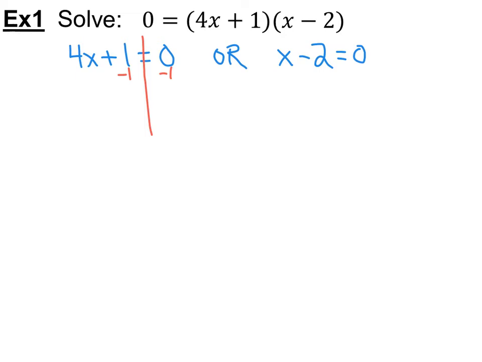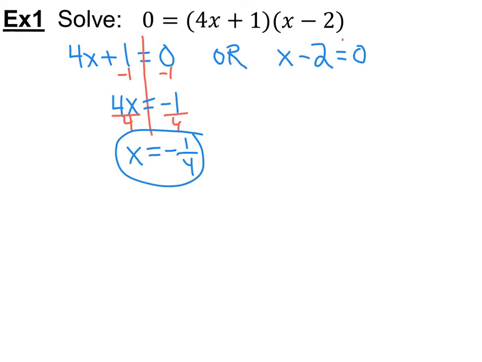First step, we are going to subtract 1 from both sides. Second step, we are going to divide both sides by 4, and our final answer is x is by itself on the left side, equaling negative 1/4. Next equation, railroad tracks, I'm going to add 2 to both sides. So our final answer here is x equals 2.